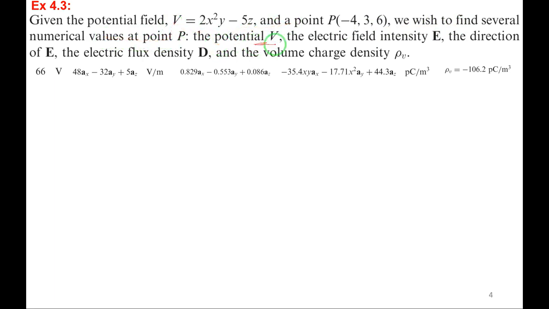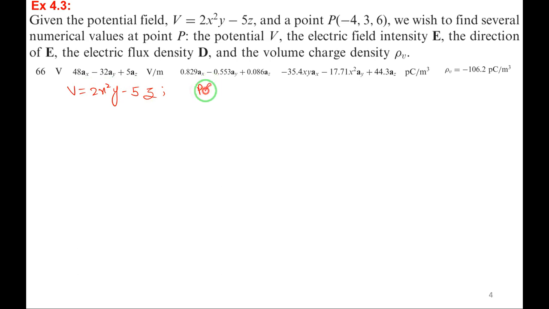Find the potential V, the electric field intensity E, the direction of E, the electric flux density D, and the volume charge density rho V. All these things we have to calculate. Yes, we'll solve it. V is given: 2x square y minus 5z.